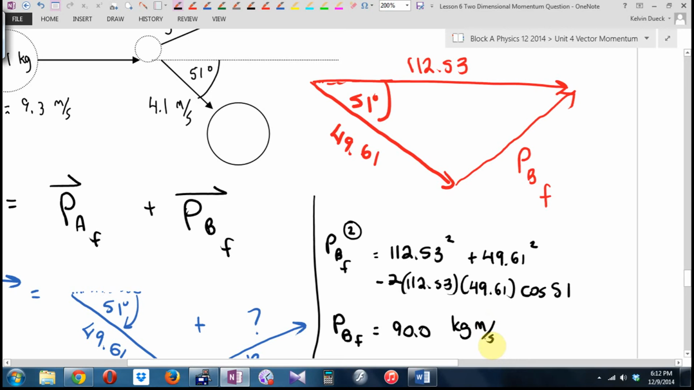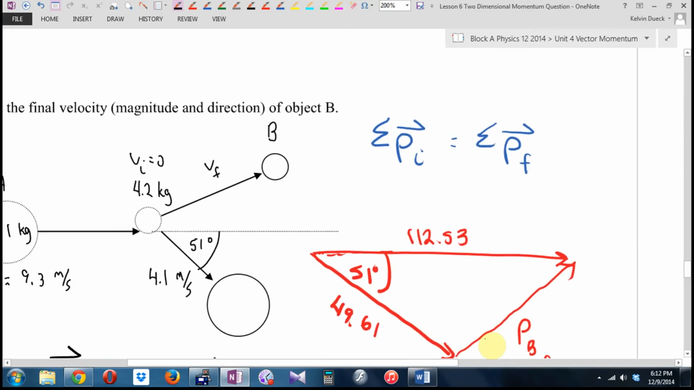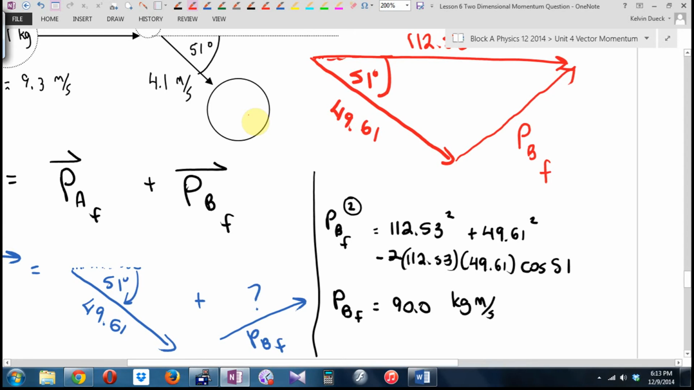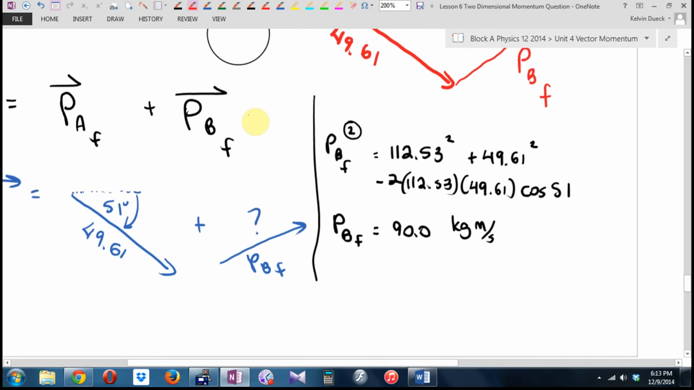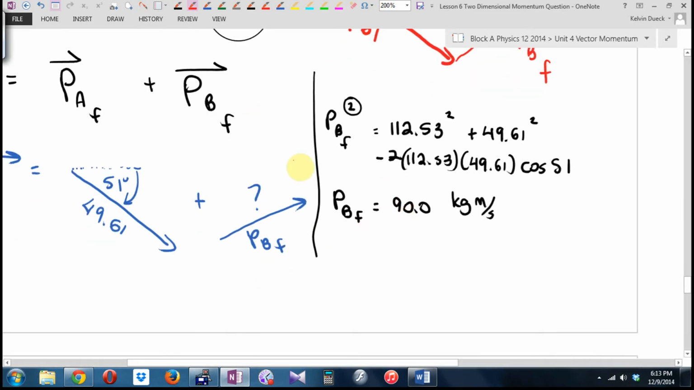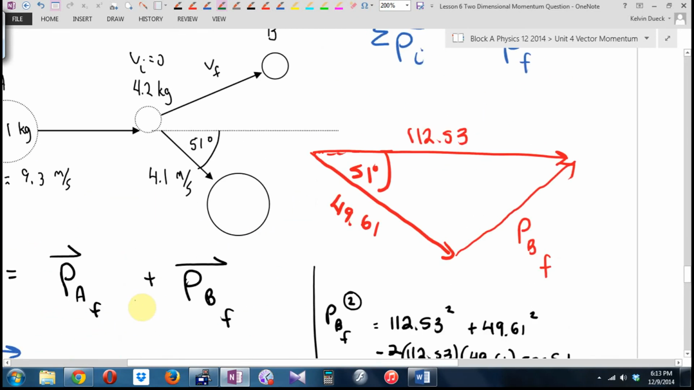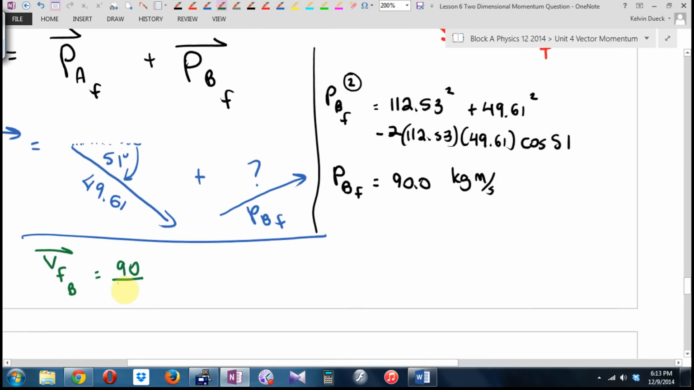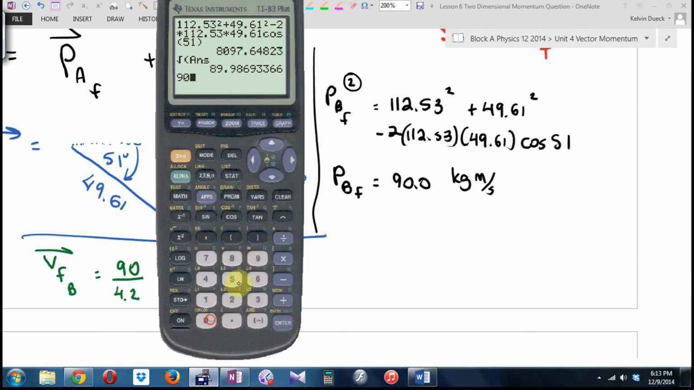Now here's the problem. That's not what the question asked me to find. It wanted me to find the final magnitude and direction. Well, if I know momentum, how can I find speed? Divide by the mass. How can I find velocity? Then do some trig and find the theta. If I divide by the mass, I'll get this then. The final velocity of B is going to be 90 divided by, what was the mass? 4.2. Oh, use my answer button. I get a magnitude of 21.4.